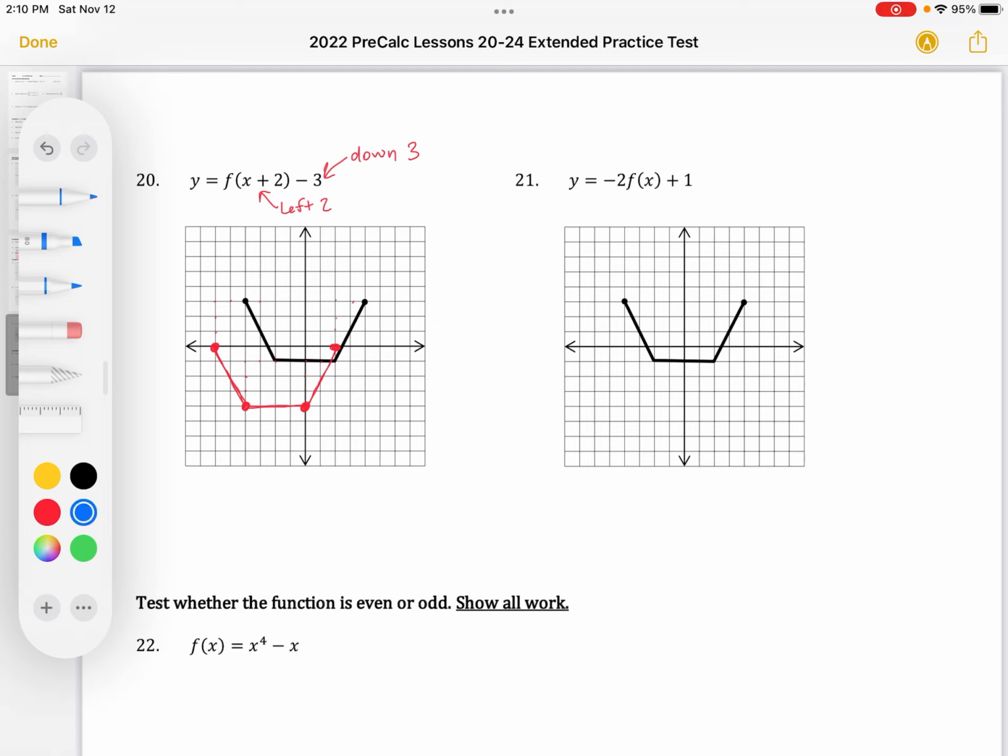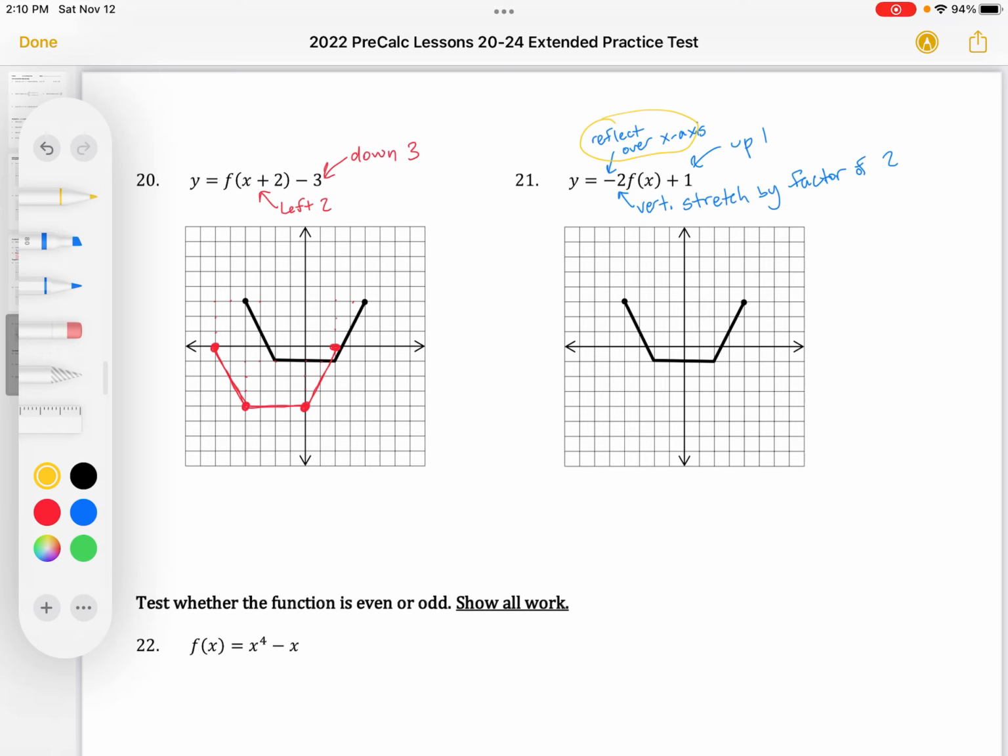All right, and then 21 is probably the most challenging one just because we have actually 3 things happening here. We're going to reflect over the x-axis. So that's the negative. Then we're going to vertically stretch by a factor of 2, so it's going to be twice as tall. All right, and then lastly, we're going to move all the points up 1. Okay, so I'm actually going to do the reflection first, but I'm not going to connect the dots. So I'll do this first thing in yellow.